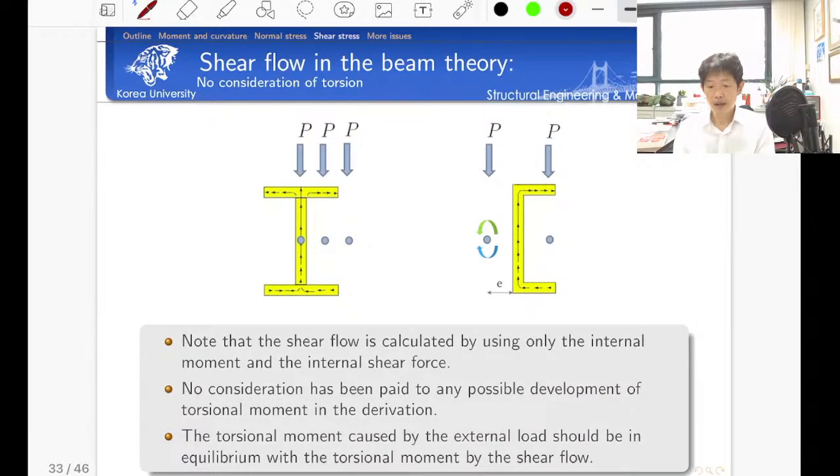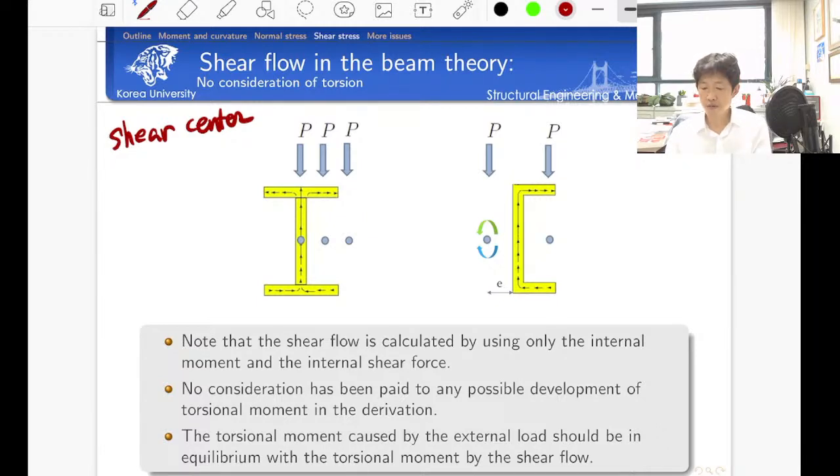So now let's talk about another issue. Actually, we're going to talk about this issue later when we talk about the shear center. When we talk about the shear center, we will revisit this issue. But make sure that we know how we calculate the shear flow.